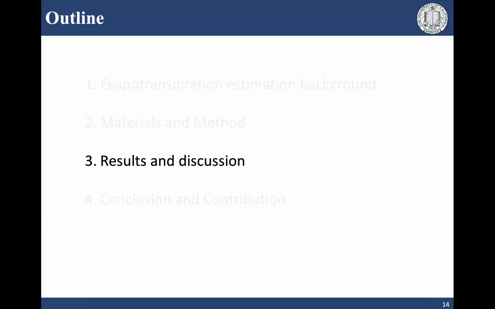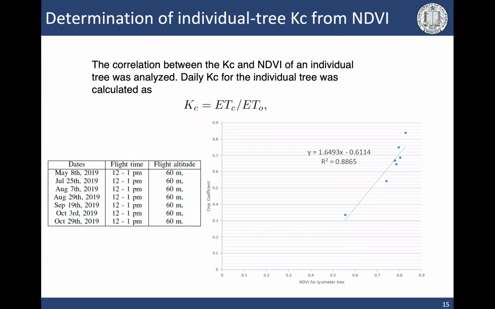And the third, the results and the discussion. So first, we need to determine the individual tree crop coefficient from the NDVI. The mean NDVI values for the lysimeter tree are calculated by the near infrared and red band. NDVI is a standardized method to measure healthy vegetation. So when the NDVI is high, it indicates the vegetation has a higher level of photosynthesis.